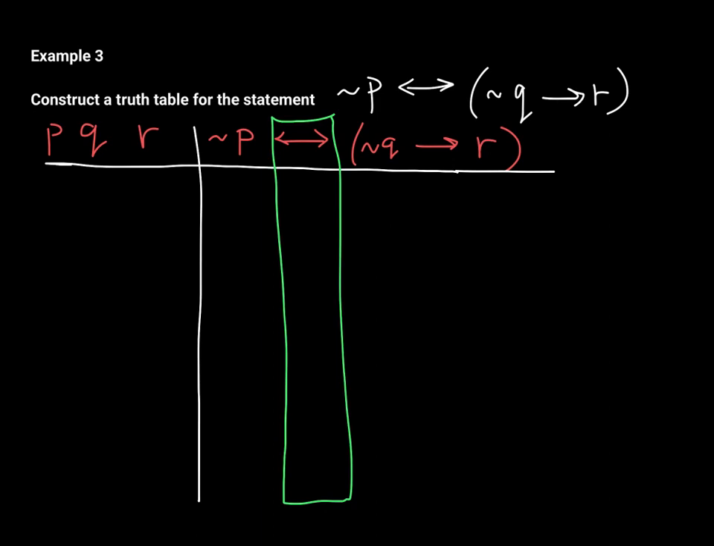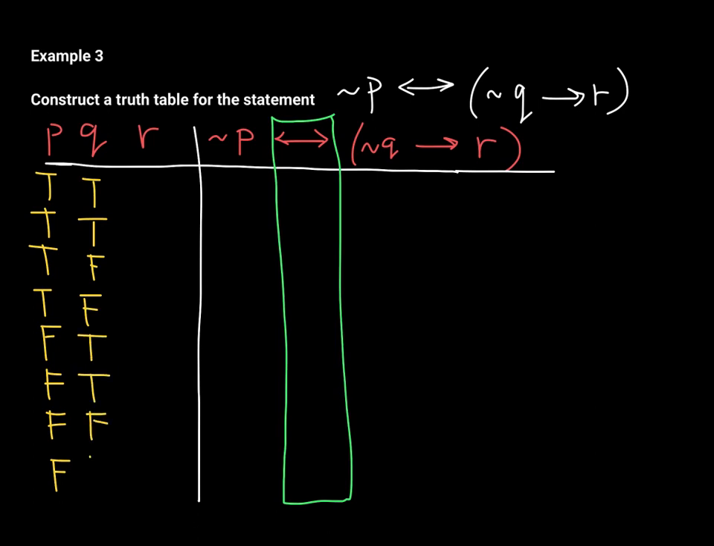Do you remember the pattern? So P will be true, true, true, true, false, false, false, false. Q will be true, true, false, false, true, true, false, false. And then R will be true, false, true, false, true, false, true, and false. All right, so that pattern generates all 8 cases.